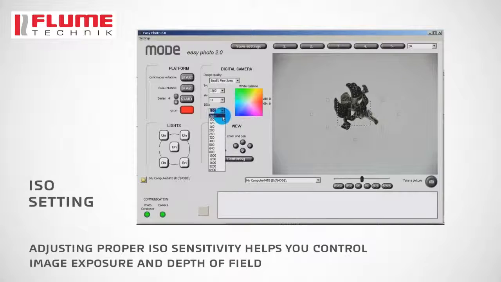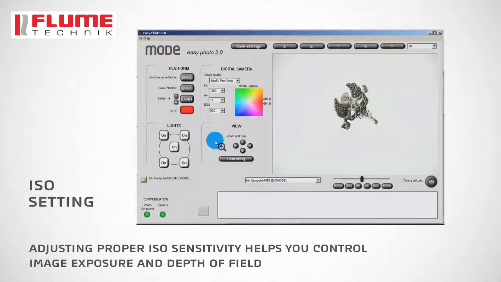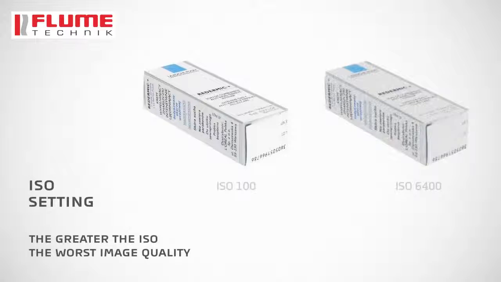Another important parameter of image quality is the sensor sensitivity setting. ISO sensitivity allows you to better control the depth of field. You'll get the best results with low ISO settings. High ISO settings generate noise.